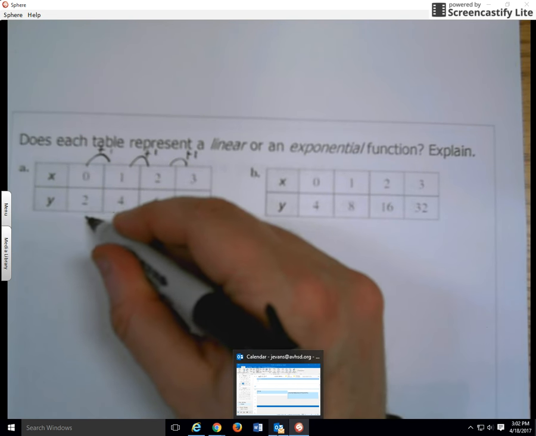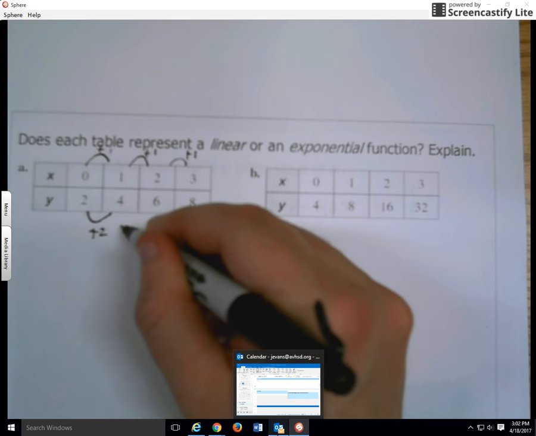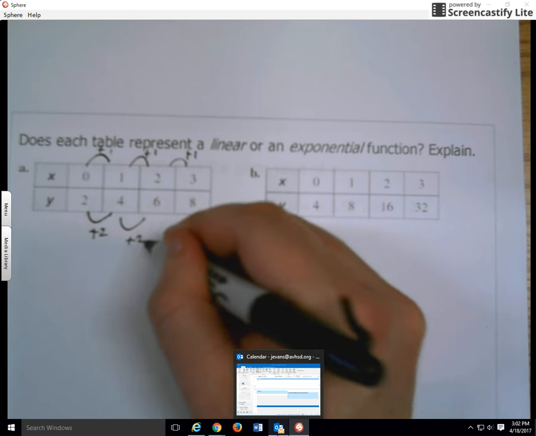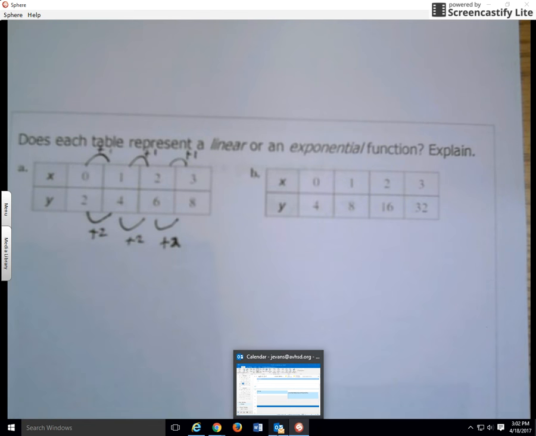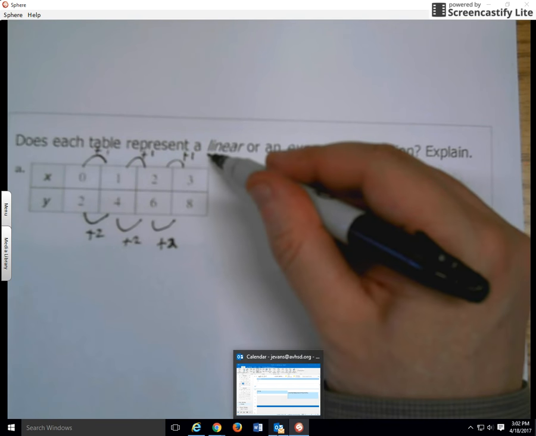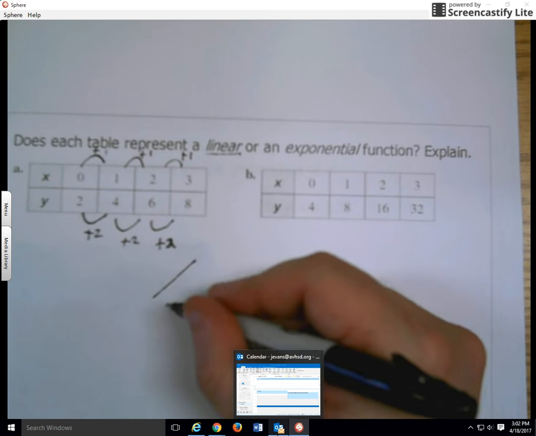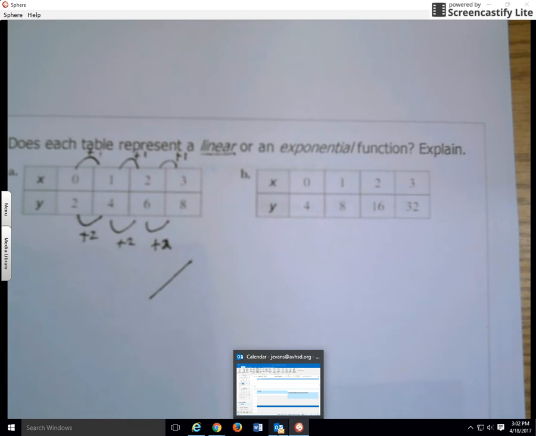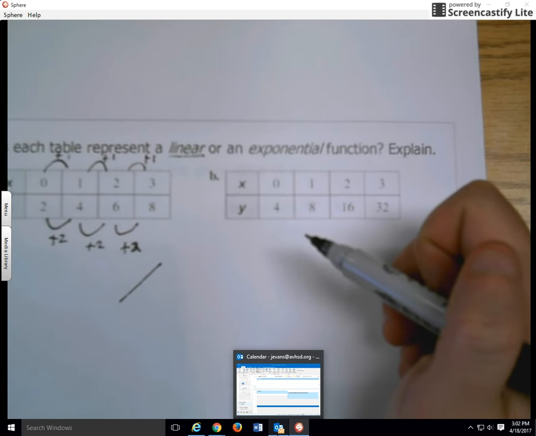And then look at the y values here. It went from 2 to 4, increased at a plus 2, from 4 to 6, plus 2, and from 6 to 8, plus 2. So there's this constant rate of change. There's a slope. And when there's a constant rate of change, we say that it's linear. If we were to graph this, it would form a straight line. It wouldn't be curving. Okay, it's a linear function. But let's look at this other one and we can compare them.